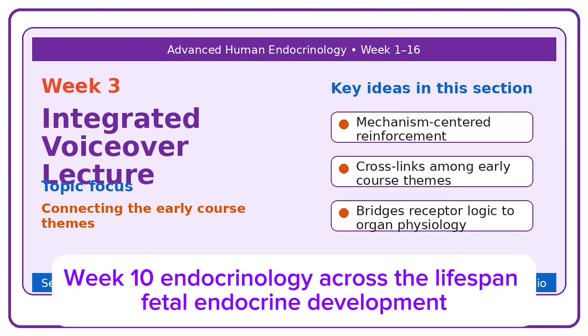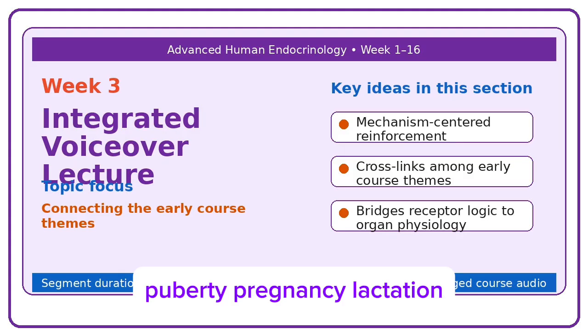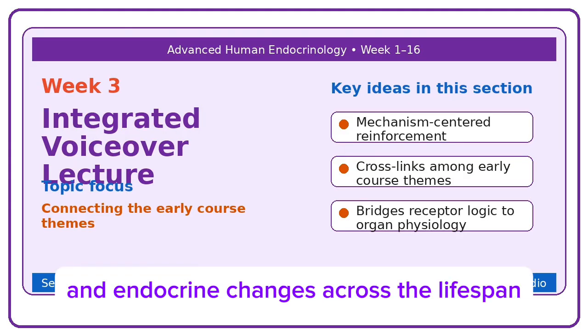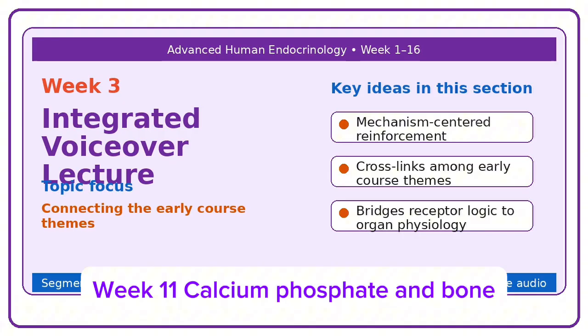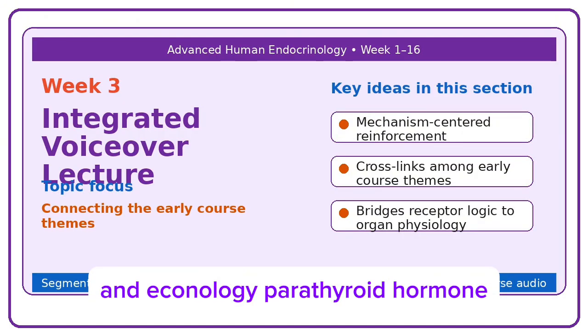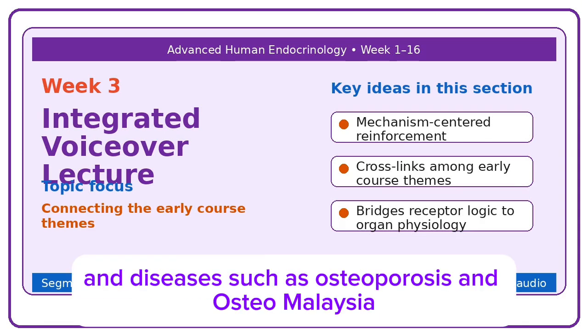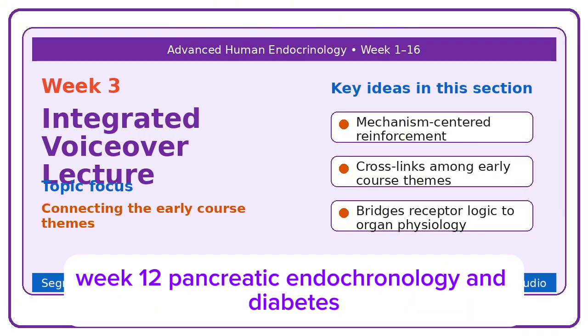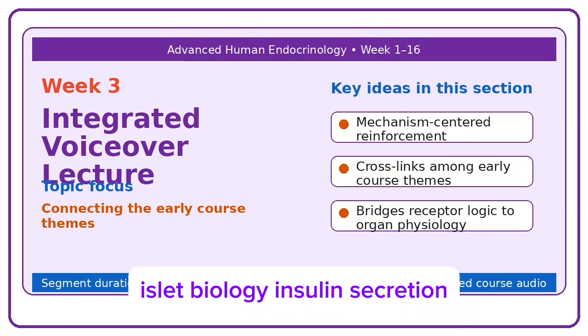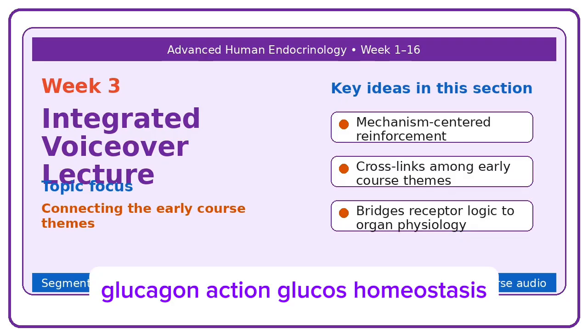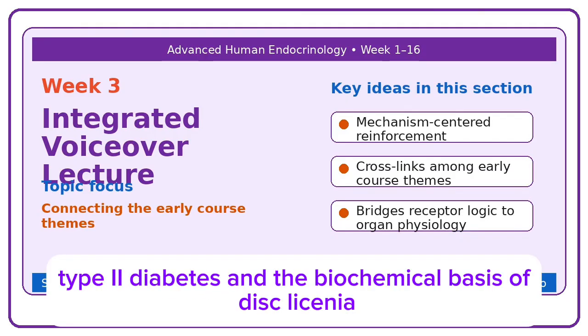Week 10, Endocrinology across the lifespan: fetal endocrine development, puberty, pregnancy, lactation, menopause, aging, and endocrine changes across the lifespan. Week 11, Calcium, phosphate and bone endocrinology: parathyroid hormone, vitamin D, calcitonin, phosphate balance, skeletal metabolism, and diseases such as osteoporosis and osteomalacia. Week 12, Pancreatic endocrinology and diabetes: islet biology, insulin secretion, glucagon action, glucose homeostasis, type 1 diabetes, type 2 diabetes, and the biochemical basis of dysglycemia.